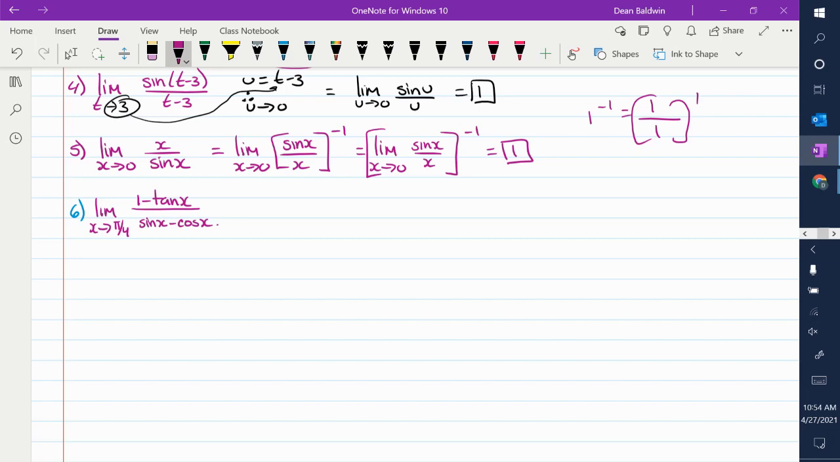Okay, so we have a tan. First of all, what is pi over 4? 45 degrees. So if you do sine of 45 and cosine of 45, because you always want to try plugging it in, they're actually the same answer. So if you subtract them, the bottom can turn into 0. So you can't do it.